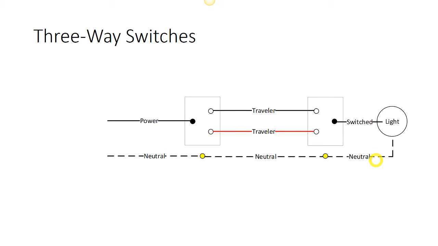And our neutrals, remember, per the National Electrical Code, we do not switch the neutral. So we're just passing it along through some wire nuts onto the light. So that is a description of how you would connect the three-way switches for this job.